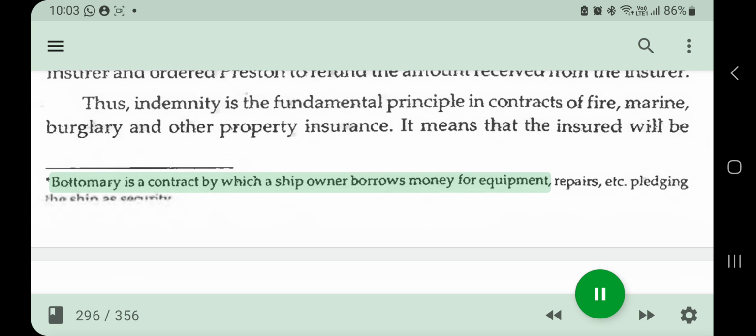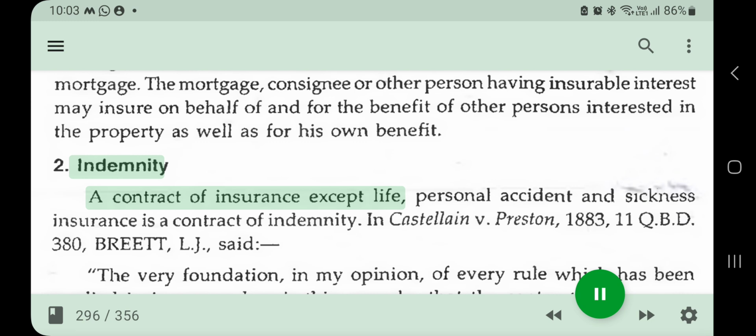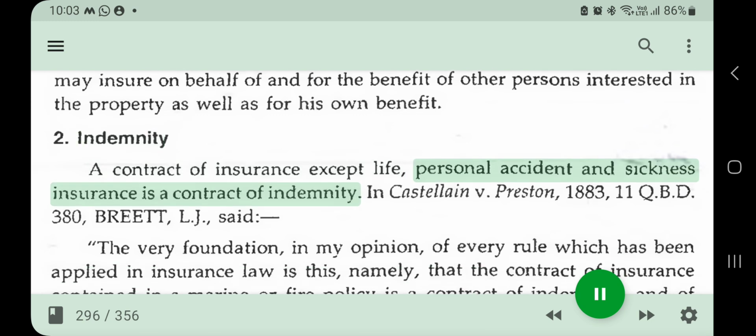Bottomry is a contract by which a ship owner borrows money for equipment, repairs, etc., pledging the ship. 2. Indemnity. A contract of insurance, except life, personal accident and sickness insurance, is a contract of indemnity.